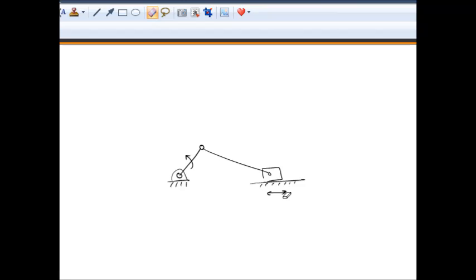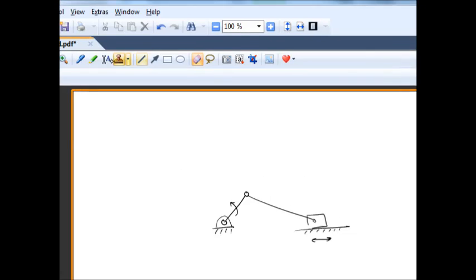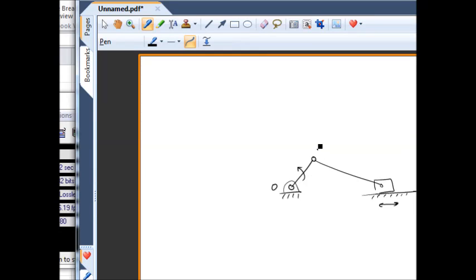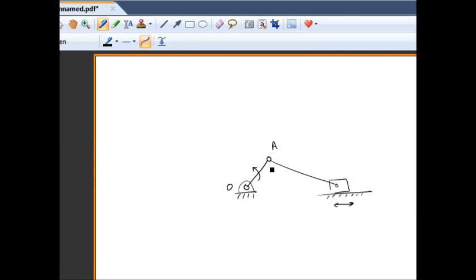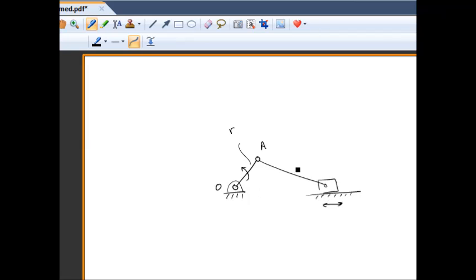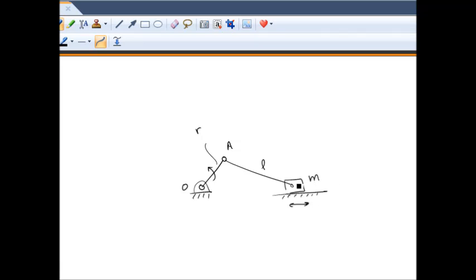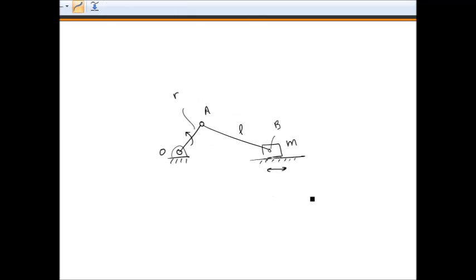Just as an introduction to Excel, I'm going to label these points. Point O is a fixed point on the base. A is the end of the crank. I'm going to assume that the crank length is given the variable name R. We'll give the connecting rod variable length L. And we'll say that the piston has a mass M. And we'll call this pinpoint down here point B.